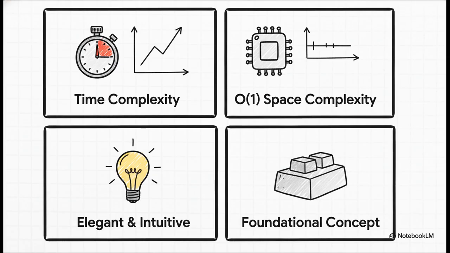But here's the real genius. It's memory usage. Think about it. You could have a list with 10 nodes or 10 billion nodes. This algorithm needs the exact same tiny amount of extra memory to solve the problem, just enough space for our two runners. That's it. It's so elegant, it's intuitive, and that's why it's a foundational concept in computer science.